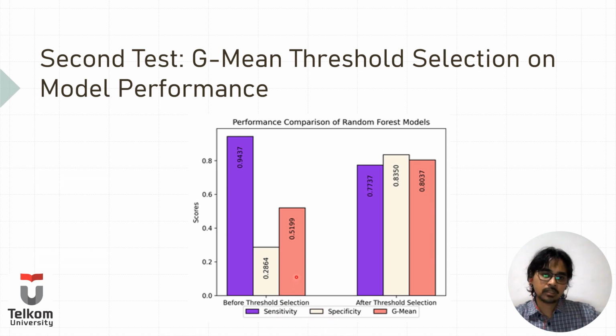In the first result, the G-mean is 0.5. After the threshold selection, we can see that the measurements are more balanced. Here we can see, although there is a decrease in sensitivity, the specificity increases around 4 times. The result is the G-mean, again, the aggregation of both values, increases from 0.5 to 0.8. This shows the success of the G-mean threshold selection process.